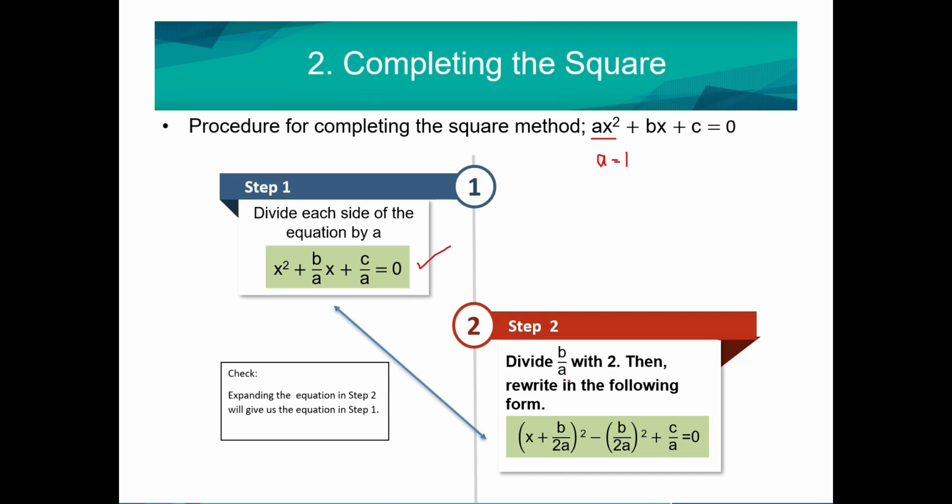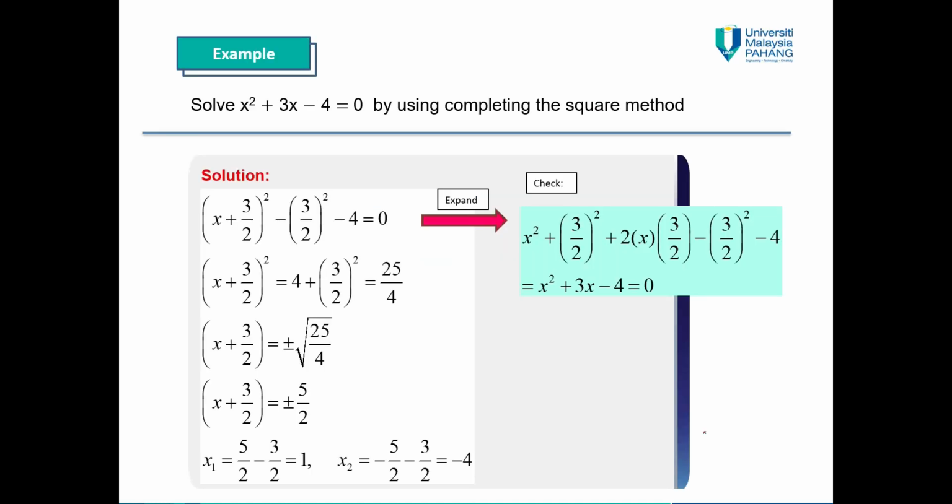Second step, we are dividing the coefficient of b over a with 2. And then rewrite in this form. So in this case, if it is positive, so you write down positive in the bracket. And we have the power 2 outside. And then repeat the same term, b over 2a square, but this one must be negative. Okay, must be minus and then plus c over a. So this one doesn't change from the first one, equal to 0. Okay, let's see the example.